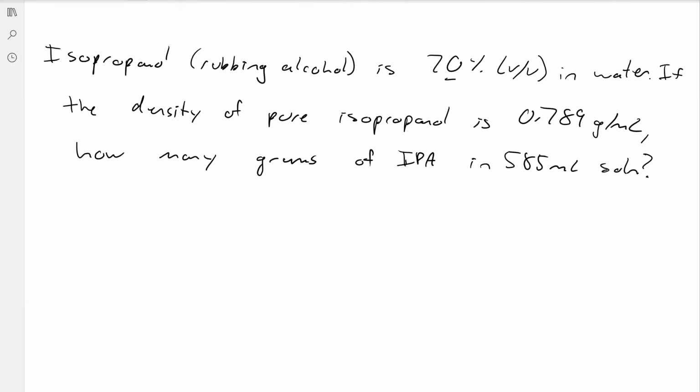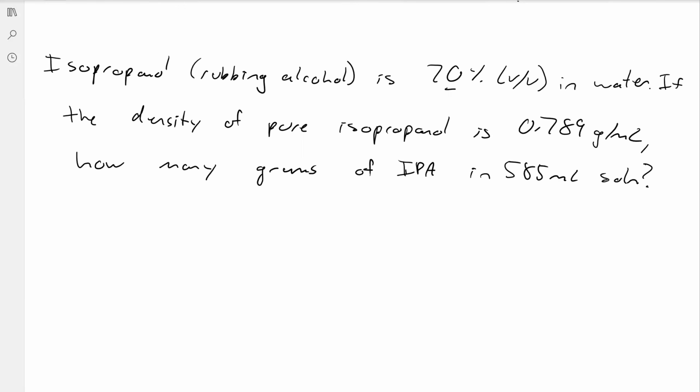So again, be really careful about what you're talking about here, whether you're talking about the solution or you're talking about the pure compound. So we're going to start with the thing that's not a conversion unit. That's our 585 milliliters. Again, you don't have to start there. You can start anywhere that you want, but it's a lot easier if you start there. And we're going to include that what we're talking about here is the solution.